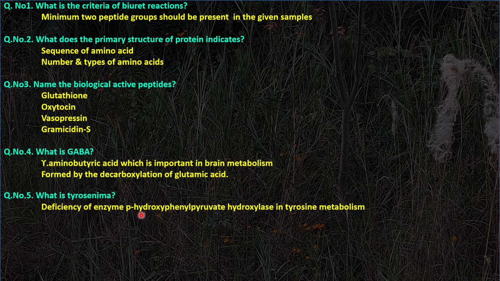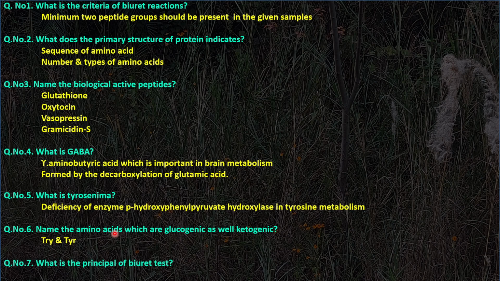What is tyrosinemia? Deficiency of the enzyme beta hydroxyphenyl pyruvate hydroxylase in tyrosine metabolism. As a result, the tyrosine level will increase. The disease is known as tyrosinemia. Name the amino acids which are glucogenic as well as ketogenic: tyrosine and tryptophan.